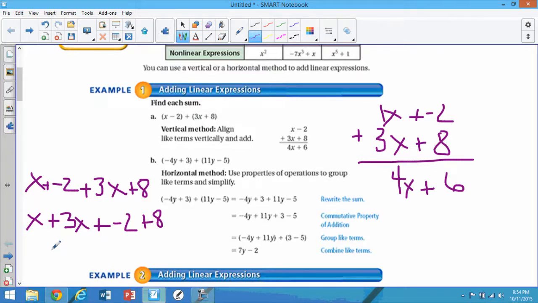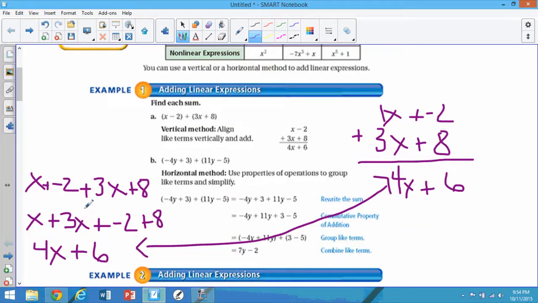Your book does, but you don't have to put it in parentheses. x plus 3x is 4x, plus, and then a negative 2 plus 8 is 6. You get the same answer, exactly the same, in two different methods.